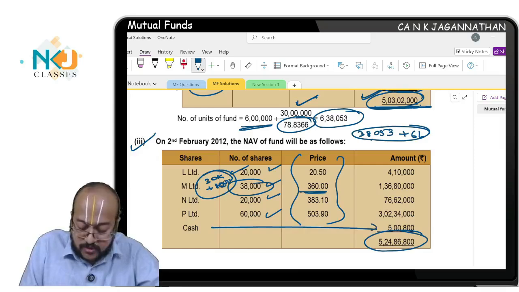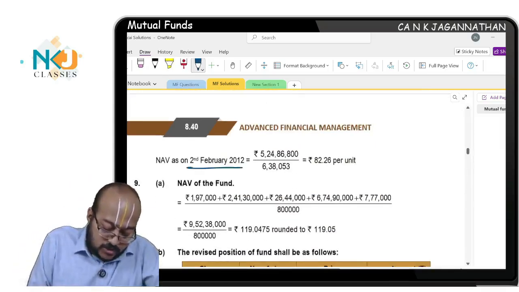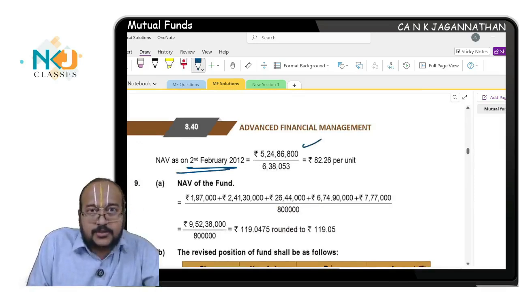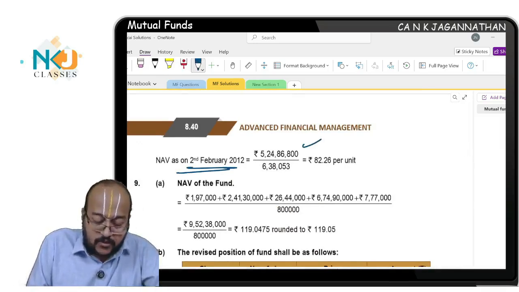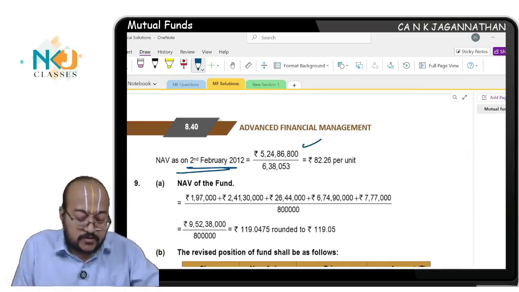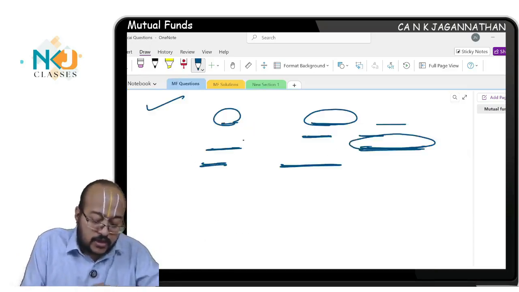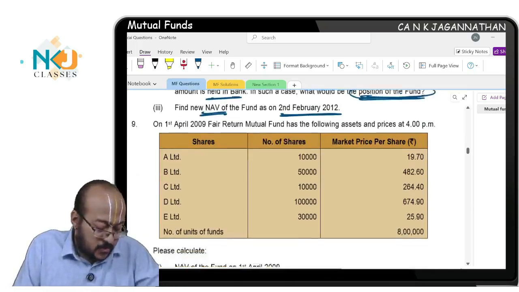Cash position also same. This is the adjustments to be made. So how much is that? NAV as on 2nd February, 5,24,86,800, revised net assets value divided by 6,83,053, revised number of units. You will get 82.26. This is NAV. Closing NAV as on 2nd February. Okay.